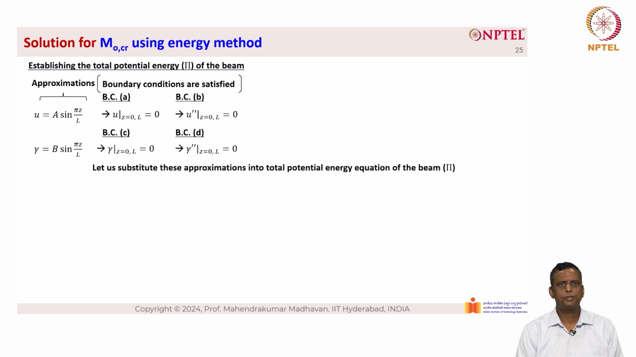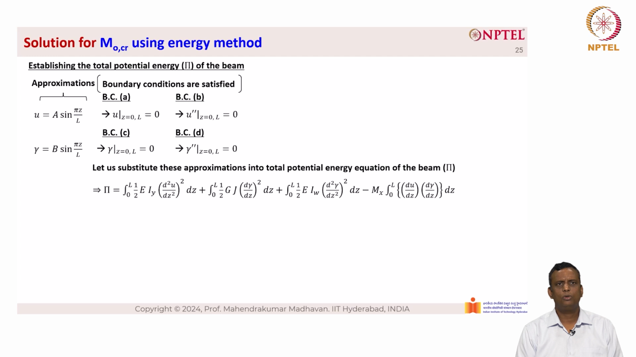Now let us substitute these approximations into the total potential energy equation of the beam, Π. When we do so, we have this equation here. We have 4 integrals, 1, 2, 3, and 4. So we can simplify this by solving one by one. Let us focus on integral 1.